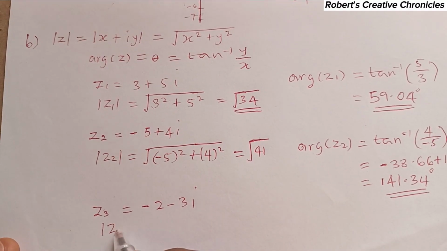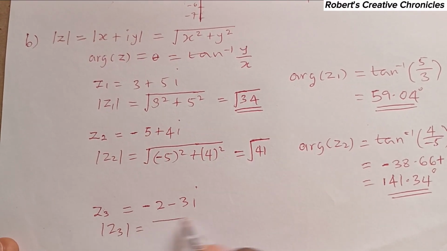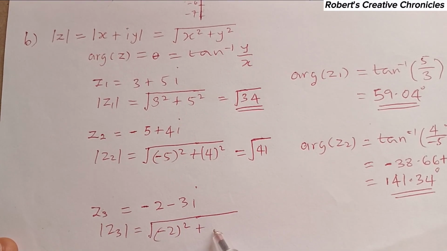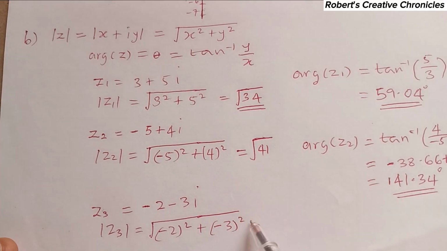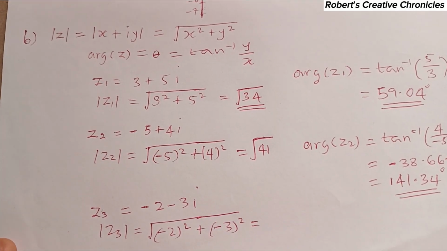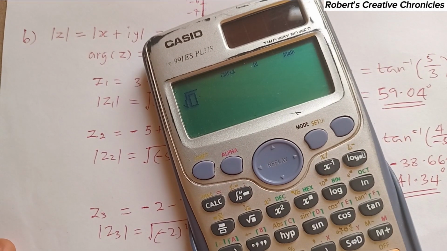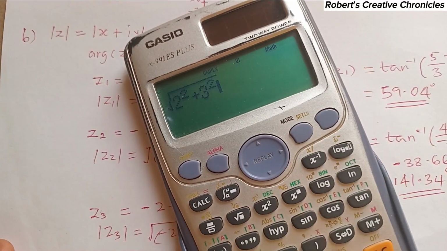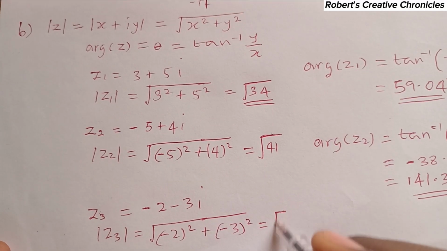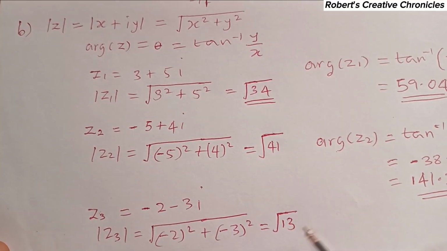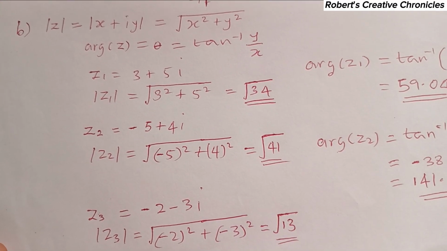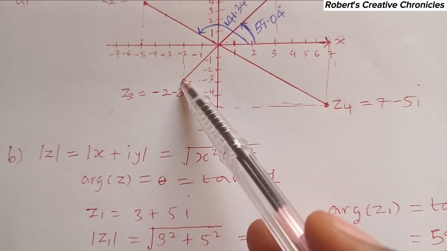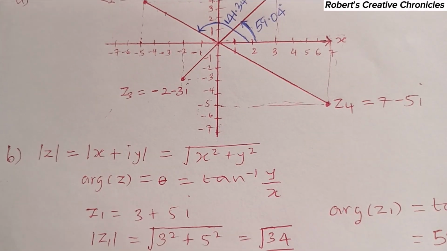So the modulus of Z3 will be negative 2 squared plus negative 3 squared. So this will be what? 2 squared plus 3 squared, that is 13. This is the modulus of Z3. That means the distance from this point to Z3 here is root of 13.